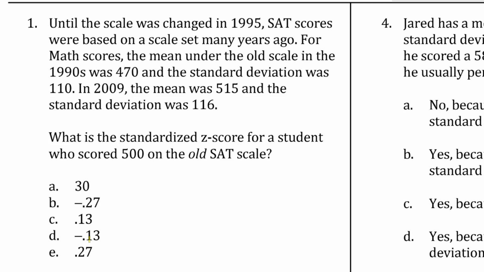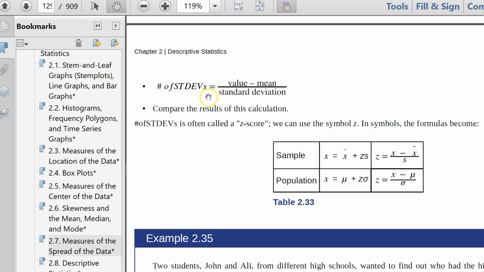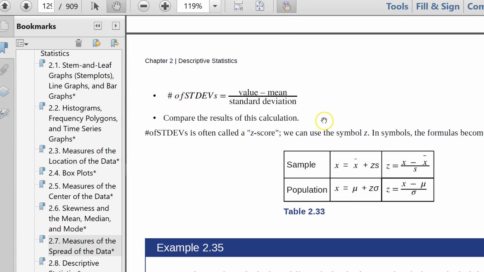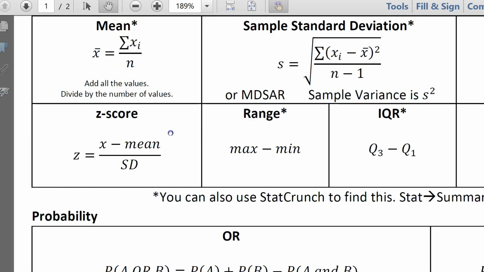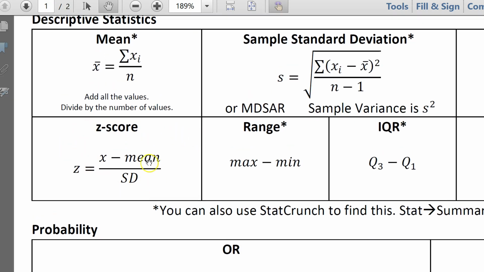So, what we're just trying to find is the standardized z-score. And if we recall what that says, both in the textbook, which is right here, it tells us about the z-scores, and also the formula sheet reminds you of the formula for z-scores. All we have to do is subtract the mean and divide by the standard deviation.